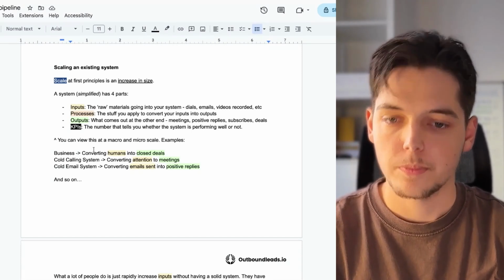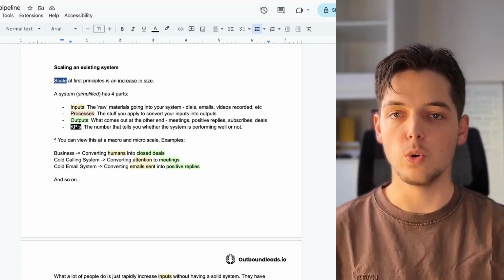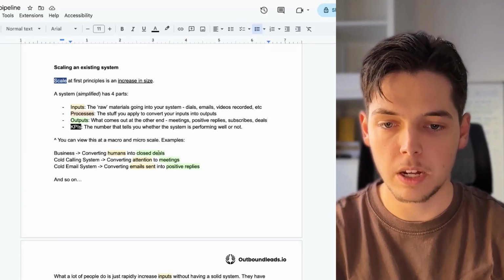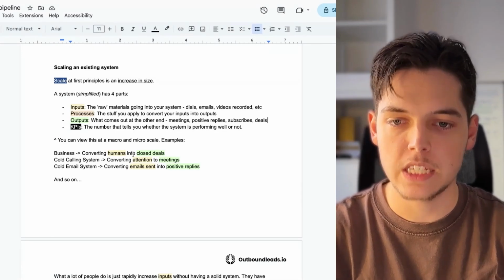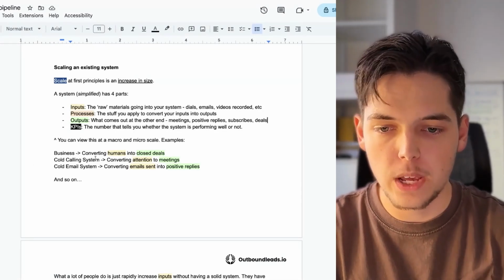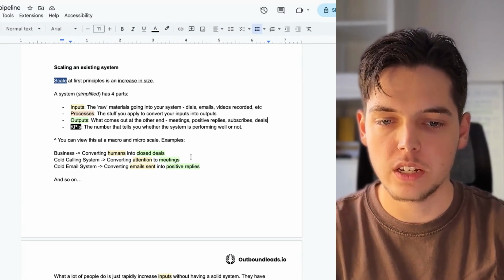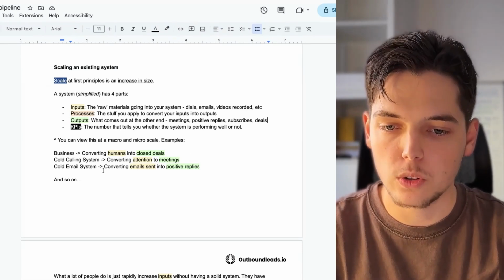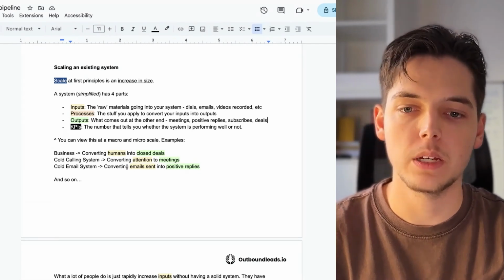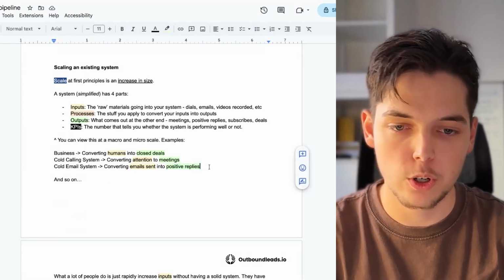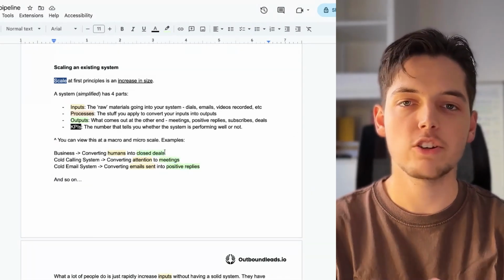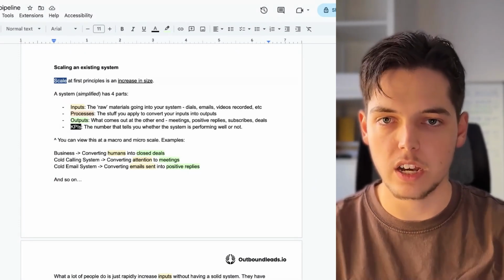For example, a business as a whole is converting humans into closed deals, into money. Humans are the input, money is the output. That's a business. Every business is like that. And then if we go deeper, we have a cold calling system, which converts attention to meetings, or a cold email system, which converts emails sent into positive replies. And then you have a calling system for emails, which converts these positive replies into meetings and those meetings into closed deals. And you see there's a lot of subsystems in your entire business.